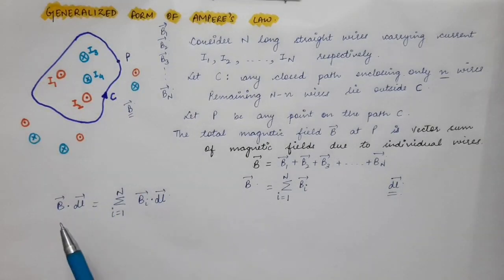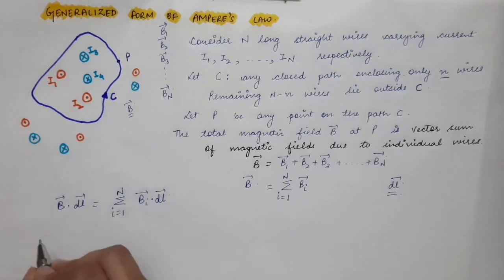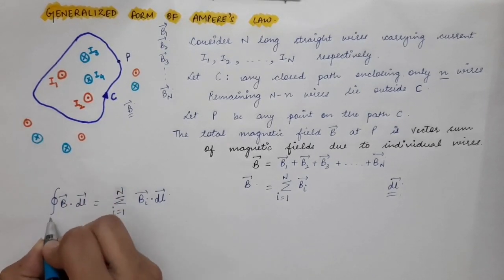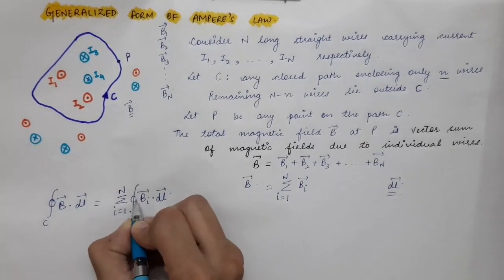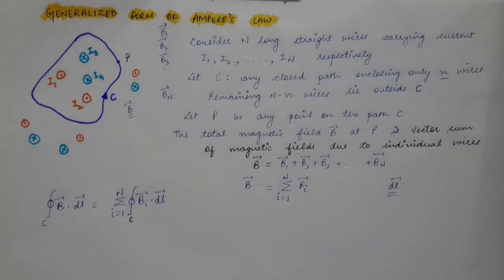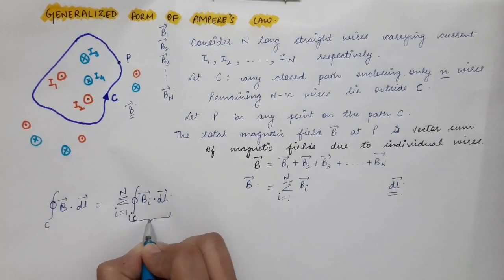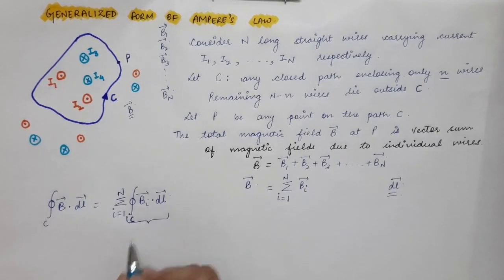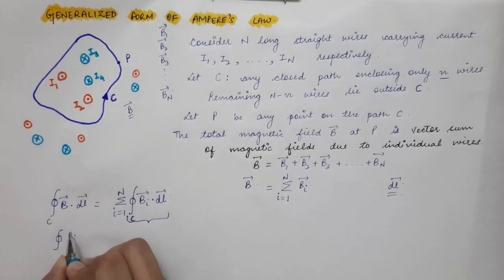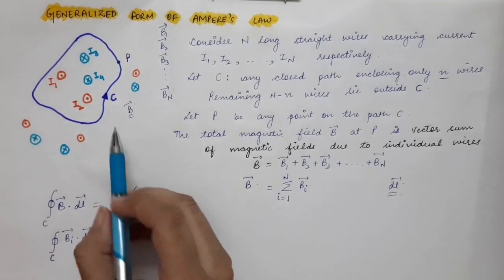Now let's do the integration on both hand sides over this closed path C. So when you will do the integration, you will get integration over a closed path C as well as on the right hand side. So you will get this equation. Now let's solve this integral on the right hand side. Just this integral, means without this summation. So let's solve this one. That is a closed line integral of Bi vector over the closed path C.